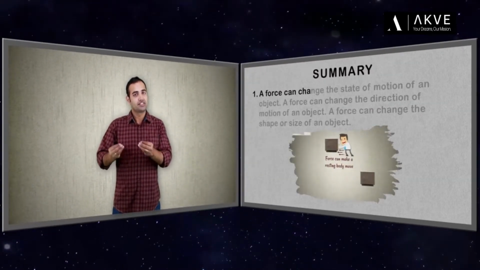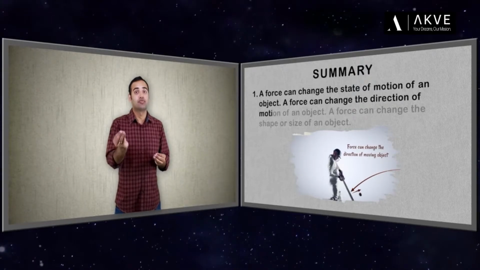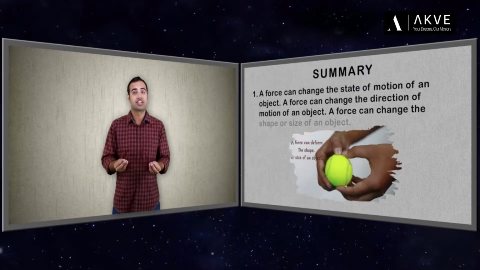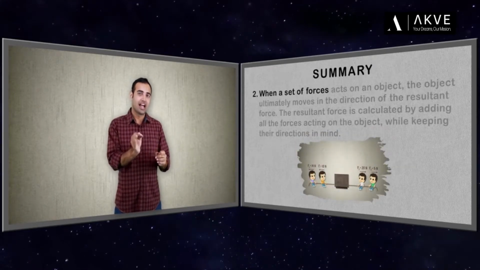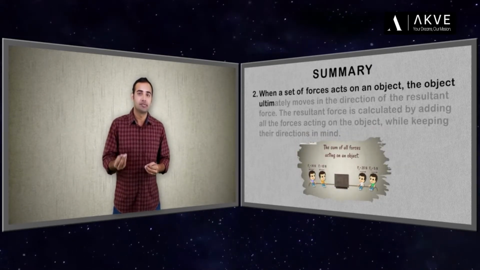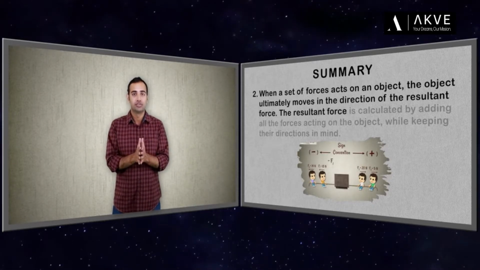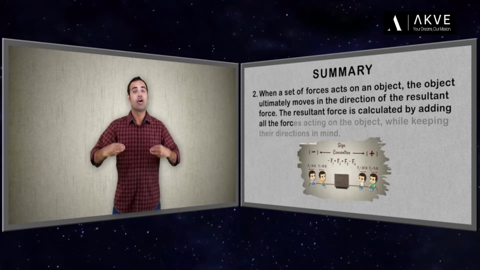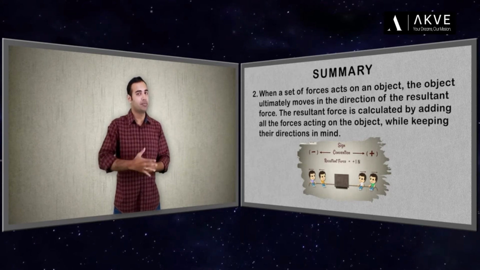So for now, let's summarize what we have learned in this video. A force can change the state of motion of an object. A force can change the direction of motion of an object. A force can change the shape or size of an object. When a set of forces act on an object, the object ultimately moves in the direction of the resultant force. The resultant force is calculated by adding all the forces acting on the object while keeping their directions in mind.